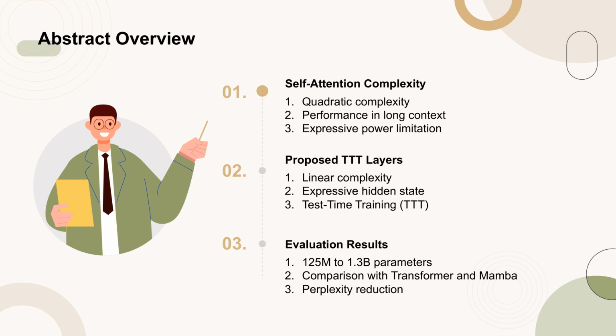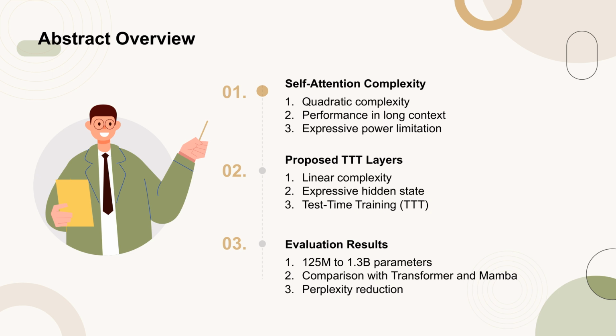complexity. In contrast, existing RNN layers have linear complexity but are limited in their performance due to the expressive power of their hidden states. To address these issues, the authors propose a new class of sequence modeling layers with linear complexity and an expressive hidden state. The key innovation is to treat the hidden state as a machine learning model itself, with the update rule being a step of self-supervised learning. This approach, termed test time training, TTT, layers, includes two instantiations, TTT linear and TTT MLP.